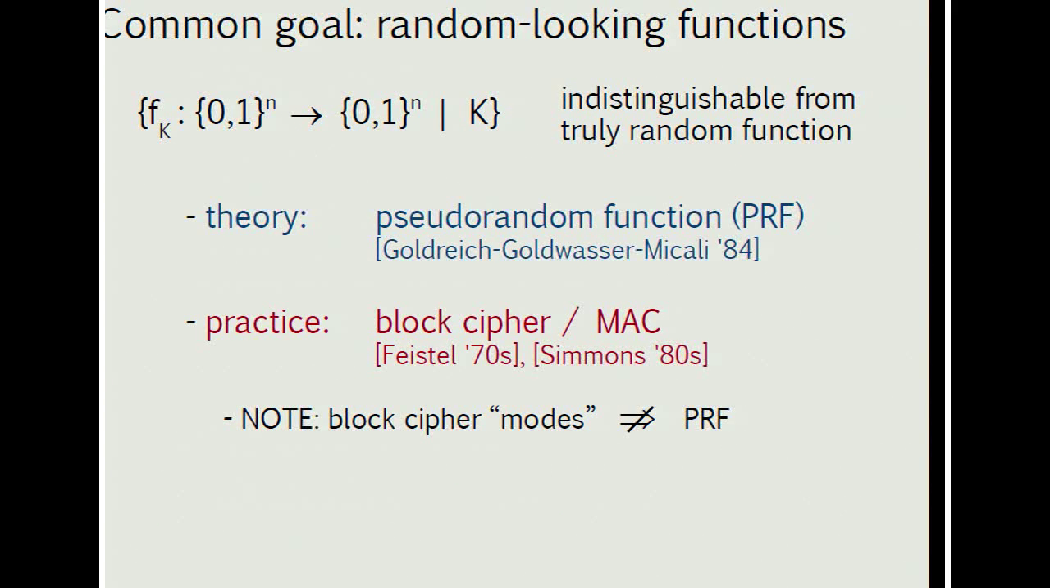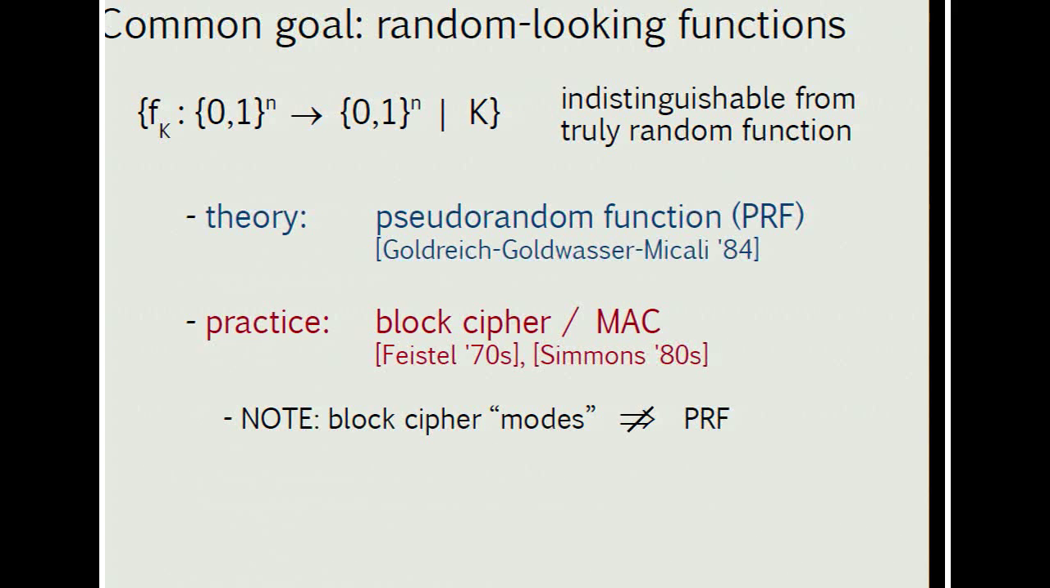So in this talk, I'm going to focus on constructing random-looking functions. What do I mean by that? I mean a family of functions indexed by some key k, where a random member of this family is indistinguishable from a truly random function. Both communities have an instantiation of this notion. On the theory side, these are typically called pseudorandom functions, going back to the work of Goldreich, Goldwasser, and Micali. And in the practitioner community, these usually go by the name of block ciphers or MACs.